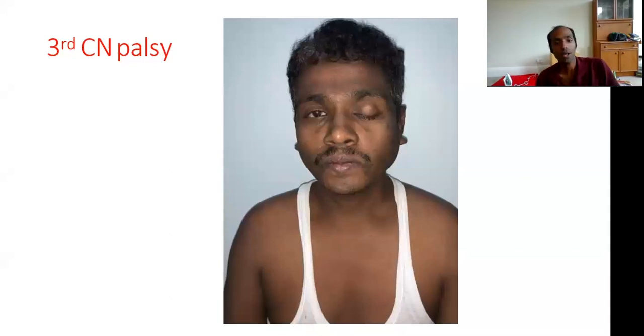Okay, so third cranial nerve. Now in this picture, you will be able to see a patient with a third cranial nerve palsy on the left side. Why do I say it's a third cranial nerve palsy? Because there is complete ptosis of the left side.